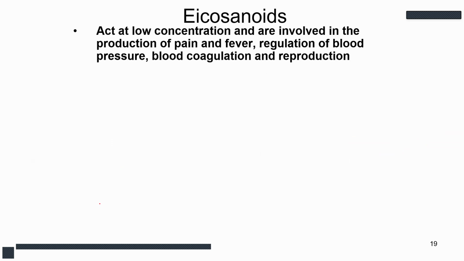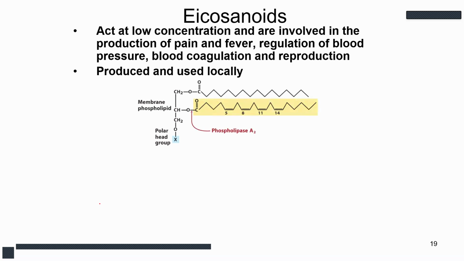At a very low concentration, these are involved in the production of pain and fever, the regulation of blood pressure, blood coagulation, and reproduction. These are produced and used locally. Now, what does an eicosanoid look like, and how is it released?